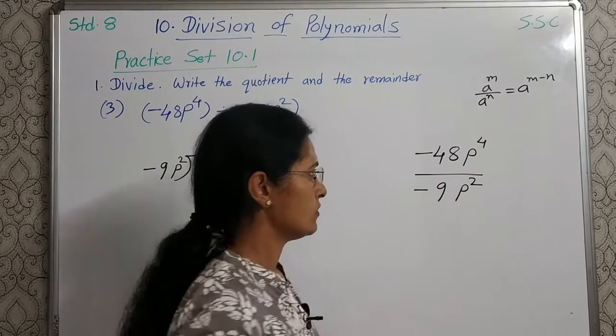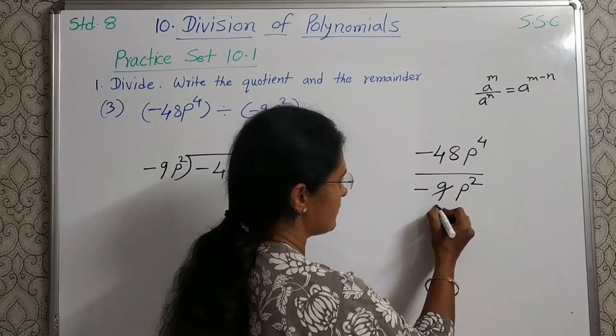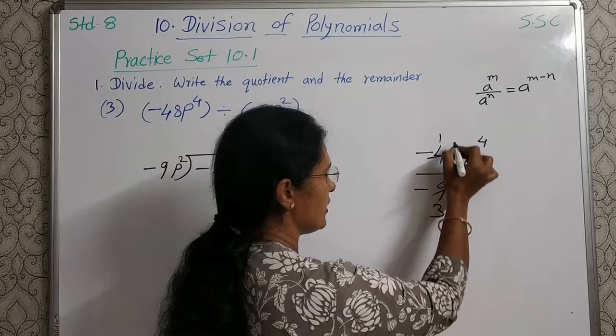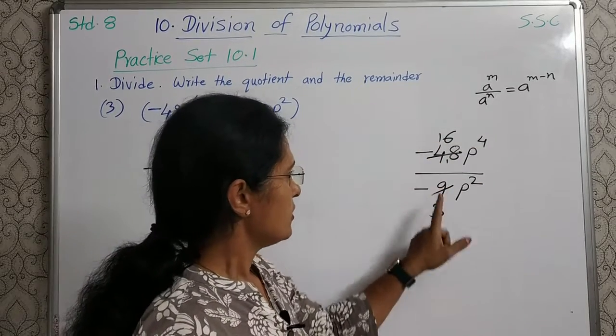48 by 9. Simplify this. You can divide both these numbers by 3. Both are divisible by 3. 3 threes are 9. Here 3 ones are 3. 1 remainder 18. 3 6 are 18. So 16 threes are 48. 16 by 3.